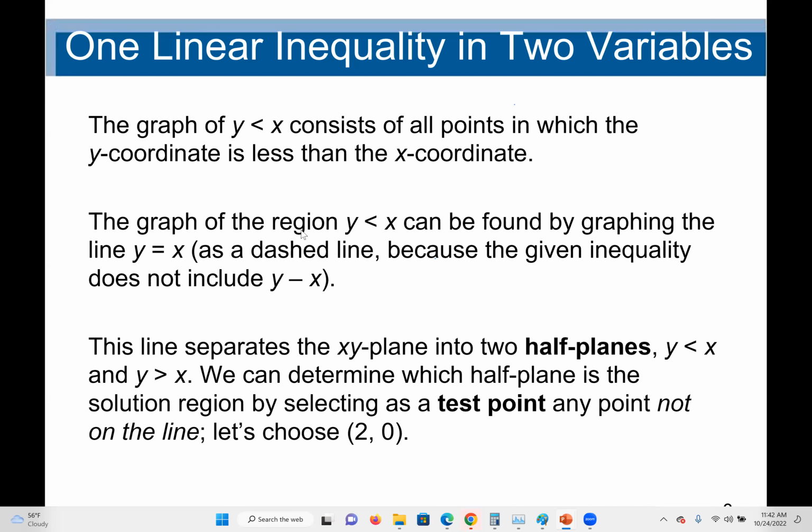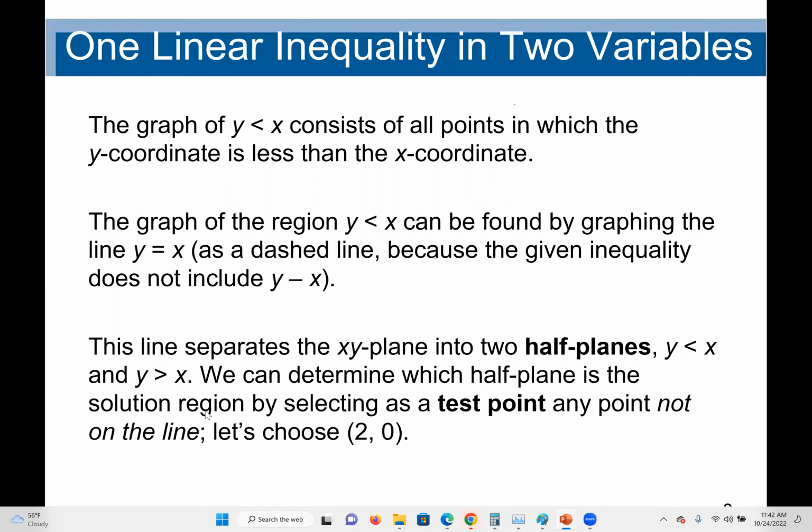So here they say the graph of the region y less than x can be found by graphing the line y equal to x first as a dashed line, because the given inequality does not include y equals x. Now the line separates the xy plane into two half planes, because you're going to have where y is less than x, also where y is greater than x.